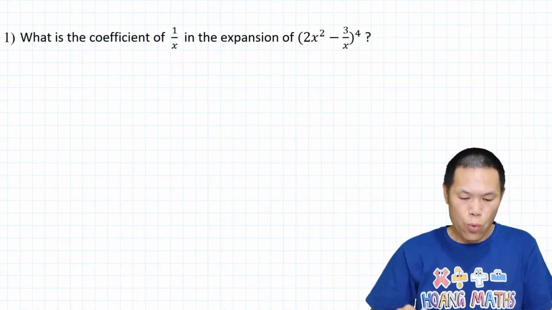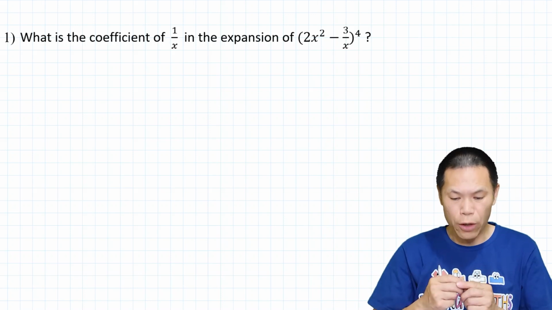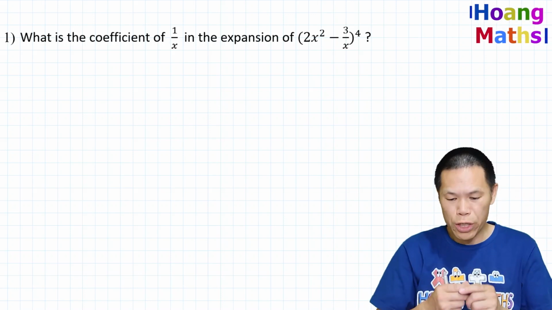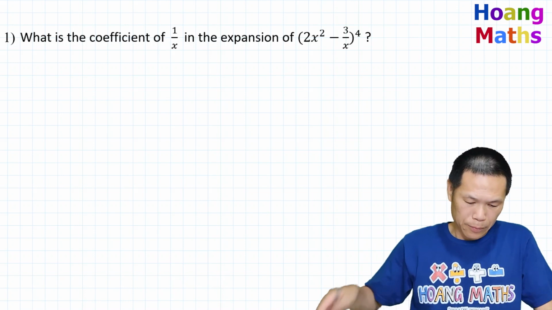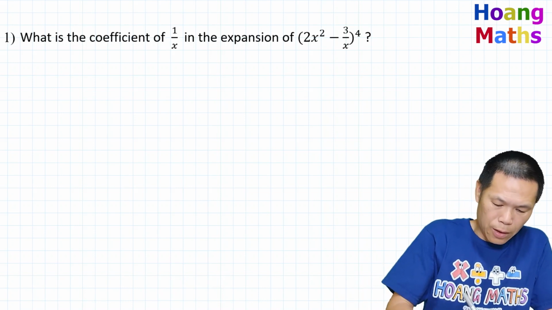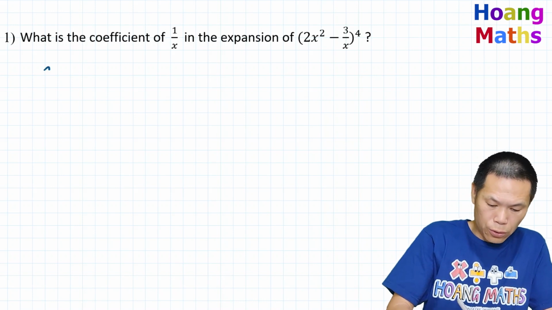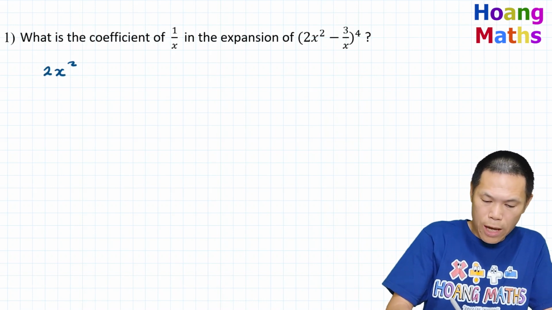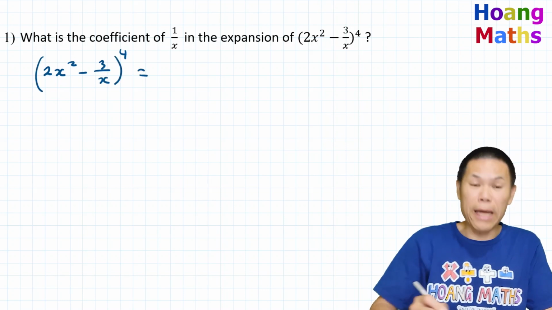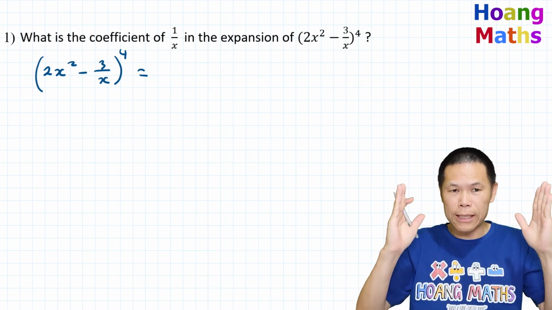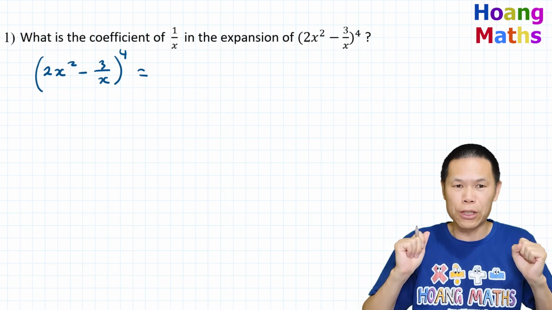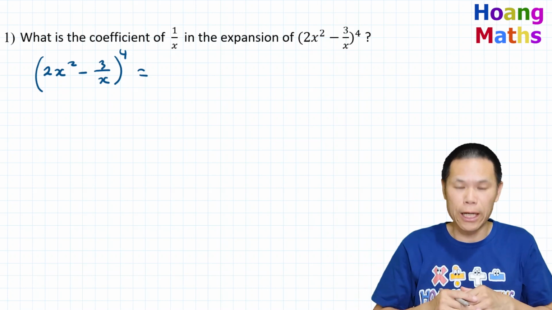First one, to work out the coefficient of 1 over x. So first of all, we need to expand the brackets first. So let me just write this down. We have 2x squared with minus 3 over x, power 4. To expand this, we use Pascal's triangle, but let me just expand this out and ignore the coefficients first, okay? And then we add the coefficients later, okay?